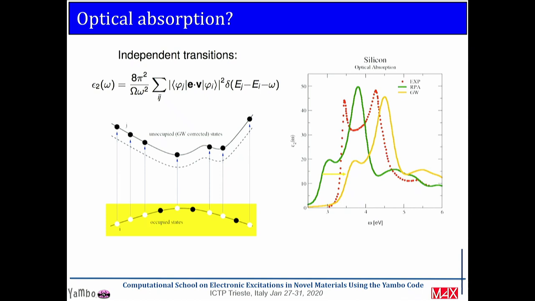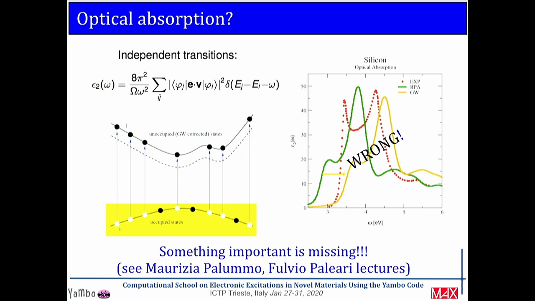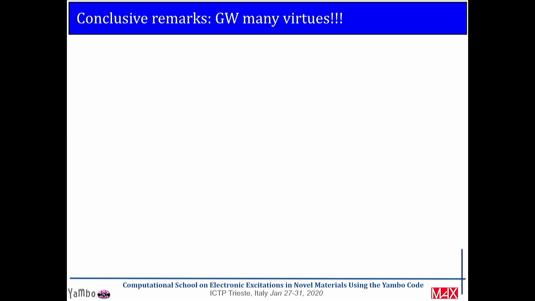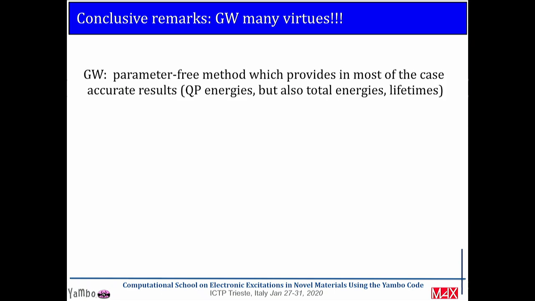In this picture, we have the experiment, we have the RPA absorption. If we just plug in GW energies, this does not do the job. I mean, in this case, it's just a redshift. So something is missing in the description of the absorption that will be the topic of the theoretical and practical lecture of tomorrow. So some important ingredient is missing, and we will have the lecture by Maurizia and Fulvio addressing this point. So I arrive at some concluding remarks.